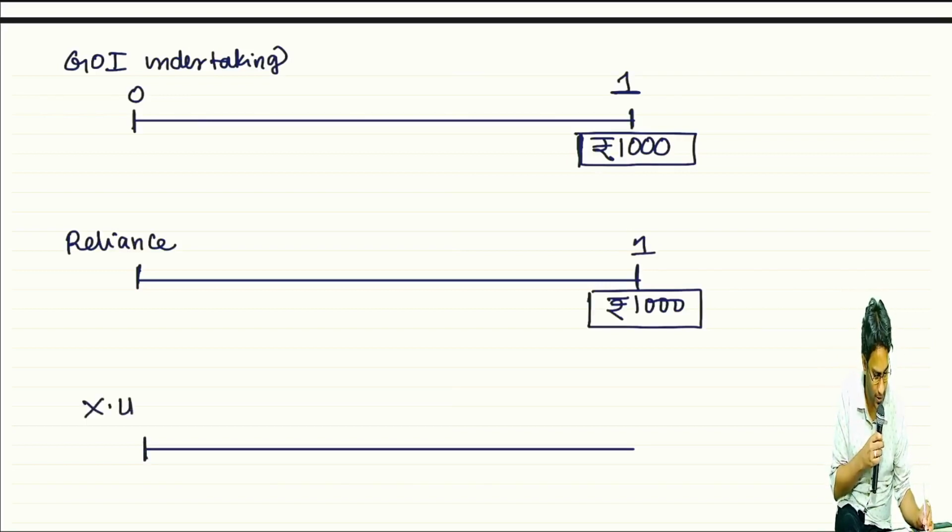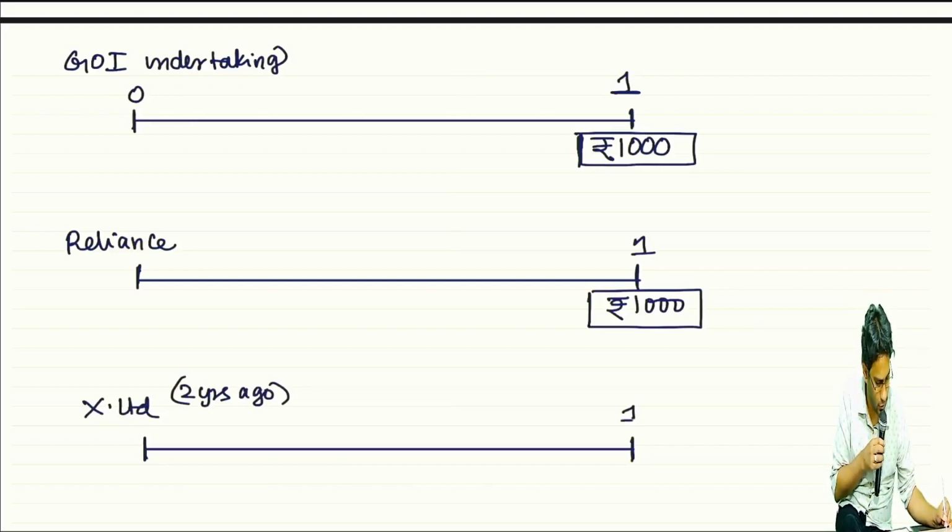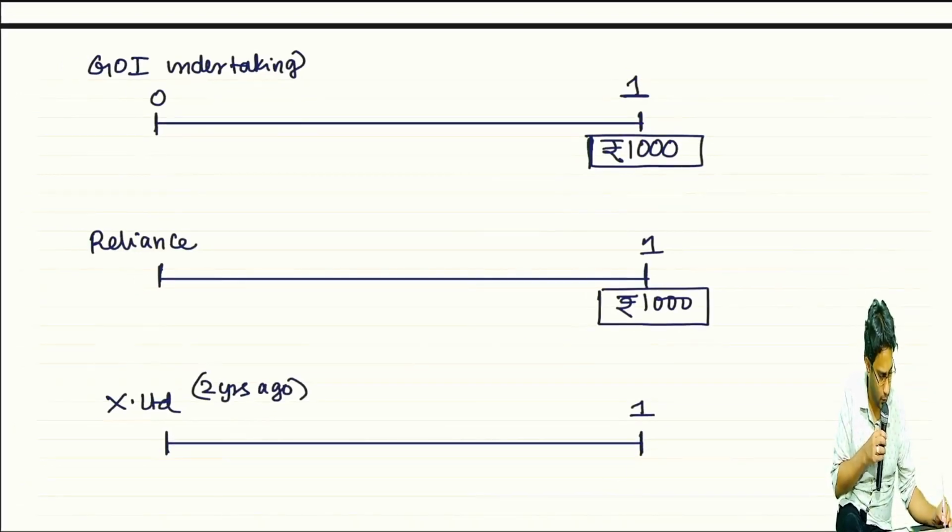This is some X Limited, formed 2 years ago only. Last 2 years they made quite decent profits. They also want money. They are also issuing bonds today. Life 1 year only. After 1 year, they also will give 1,000.